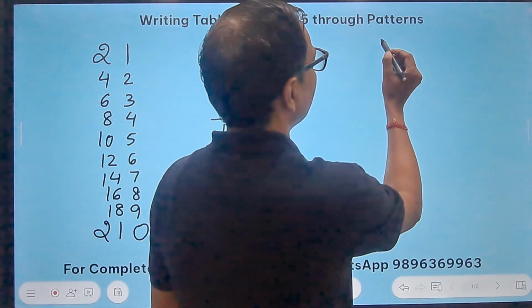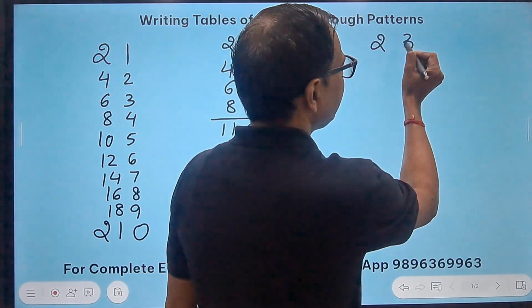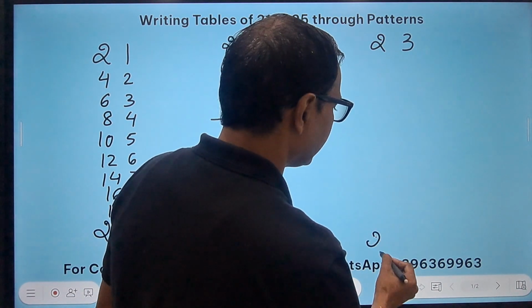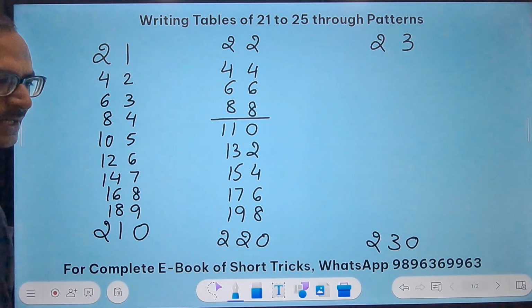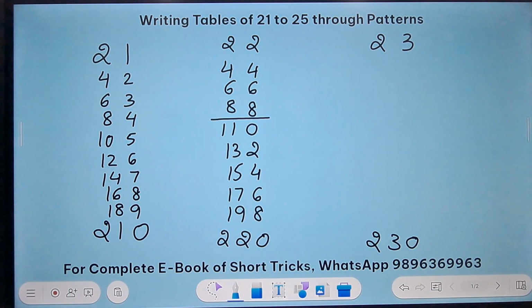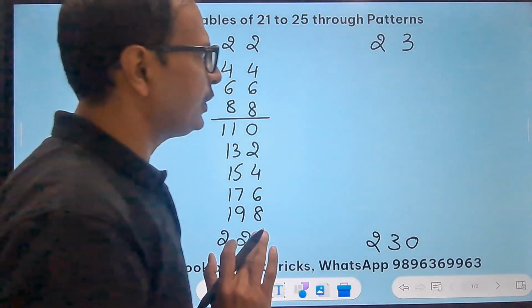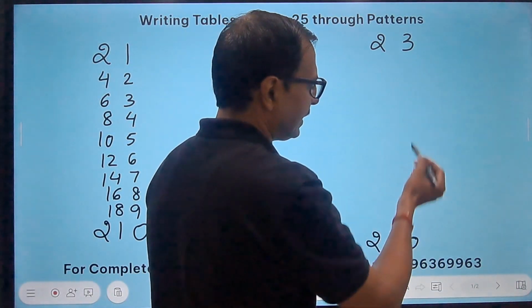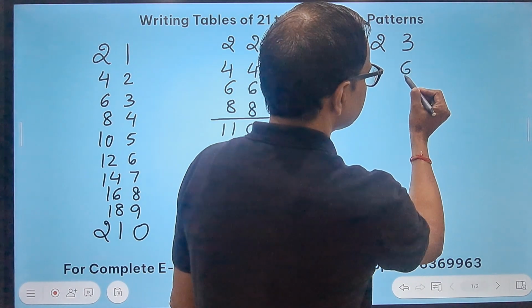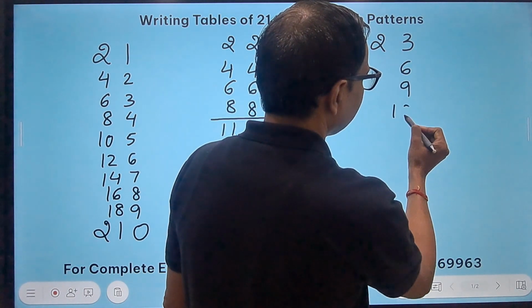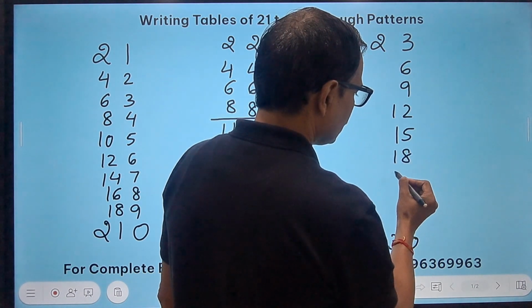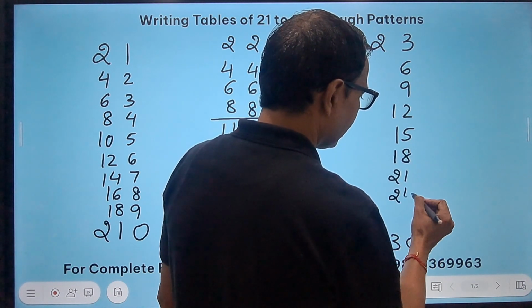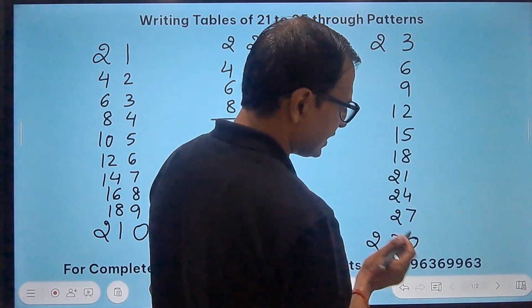So let's take 23. So 23, and the last one is going to be 230. That is obvious. You always start with the first one and the last one, so that you can follow the pattern which is in between. Now, what do I do here? See, I will write the 3 times table, okay? 3, 6, 9, 12, and then 15, then 18, then 21, then 24, and then 27, and then 30 is already there.